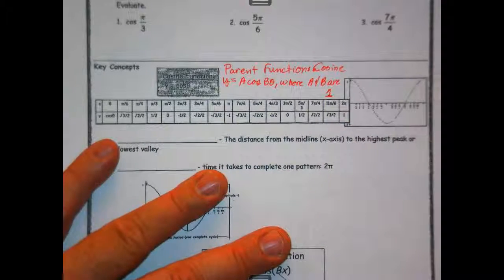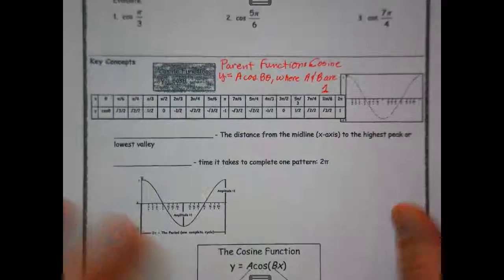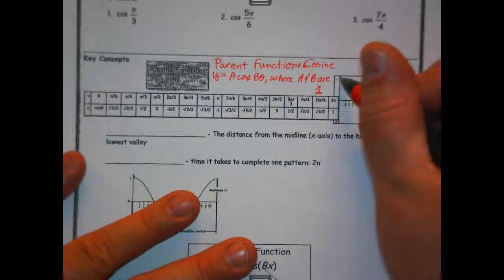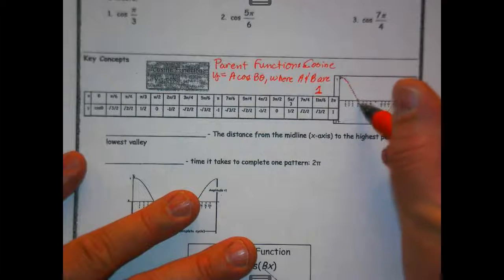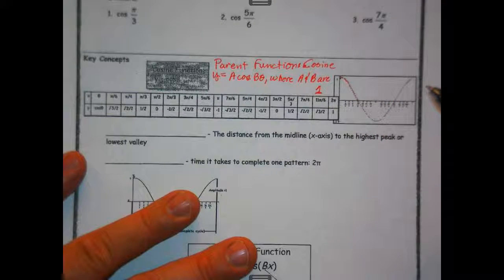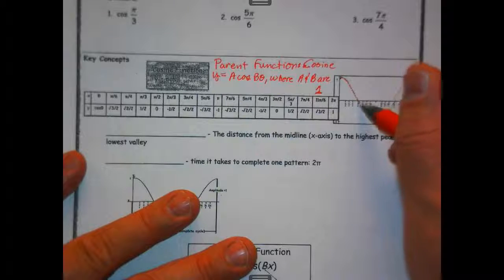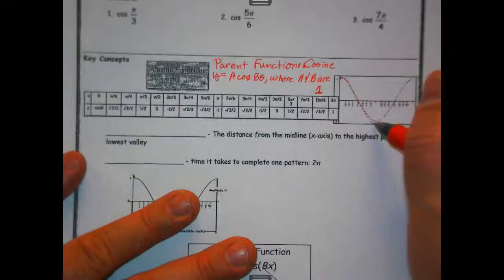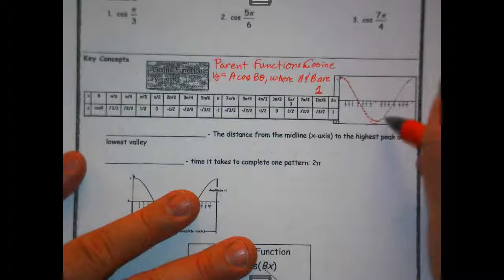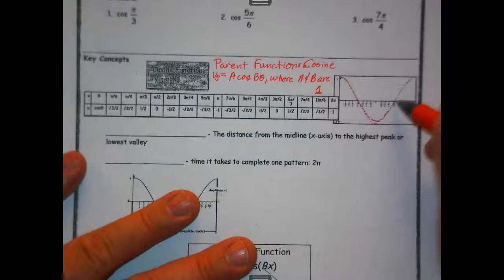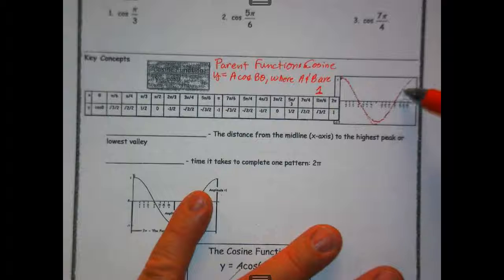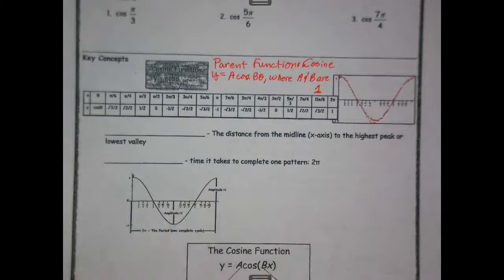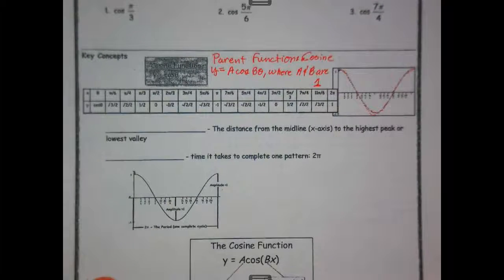That's right, 1. Okay, again, the parent function starts at positive 1, goes to 0 at pi over 4, goes to the minimum at pi, goes to 0 at 3 pi over 4, and ends up at the max at 2 pi.